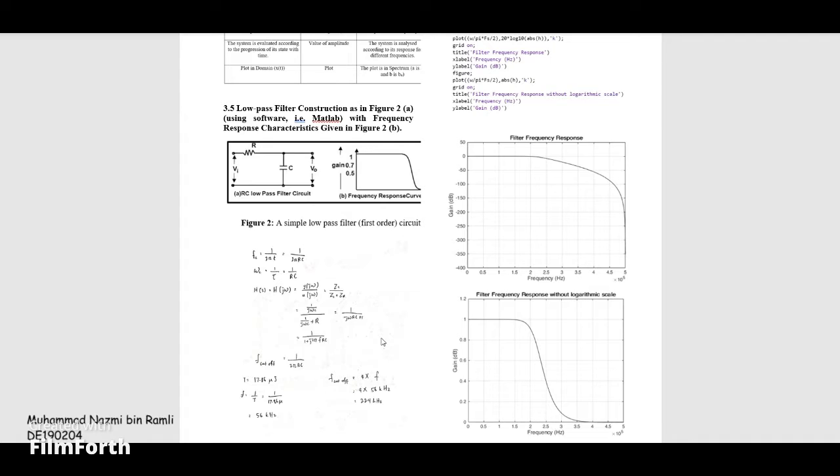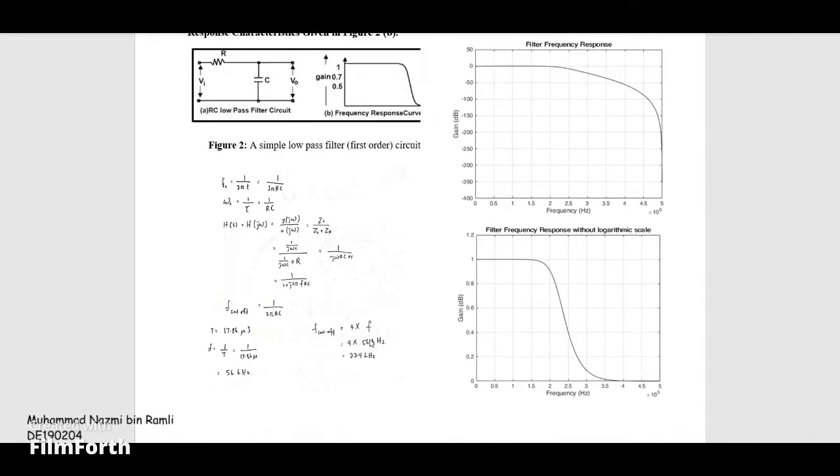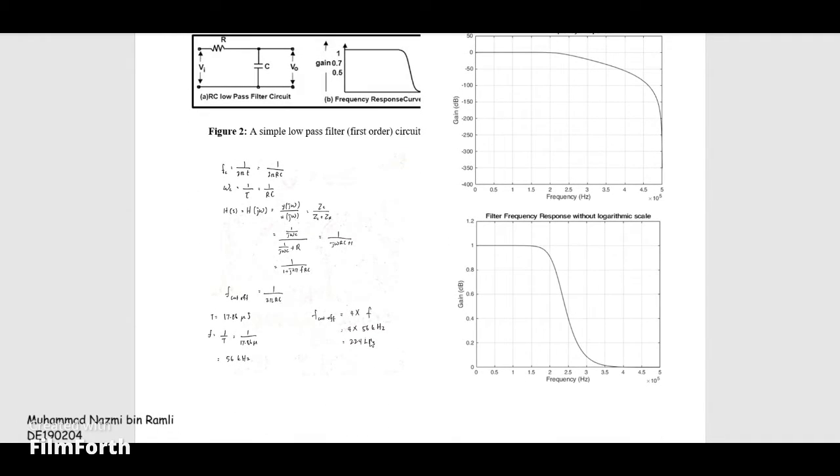My name is Muhammad Nazmi Biramli, DE1900204, and I will continue with the low pass filter part. If you take a look at this simple first order low pass filter circuit, we make a little derivation, and we have to multiply by 4 with the frequency to find the value of the cutoff frequency, so the cutoff frequency value is 224 kilohertz.